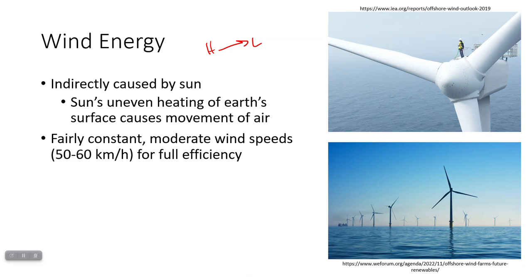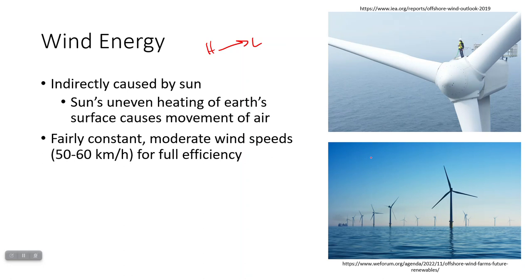The best wind speeds you need for wind turbines to be producing peak efficiency of electricity is somewhere between 50 to 60 kilometers per hour. There's actually a minimum speed you need to hit before wind turbines will start actually spinning and generating electricity. And there's a maximum speed above which wind turbines will risk damage if the wind speed is too high.